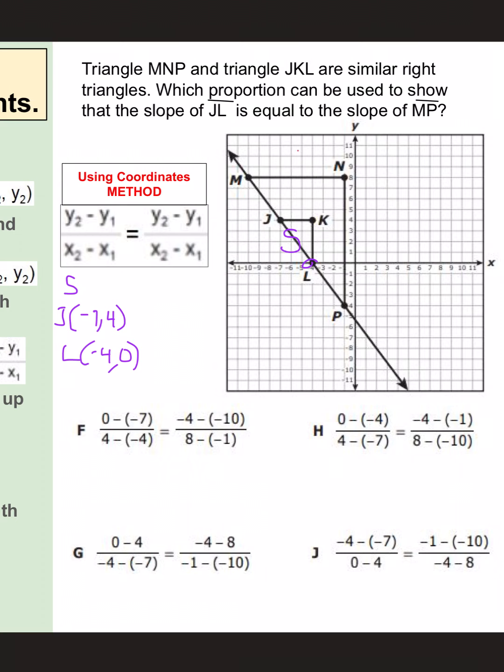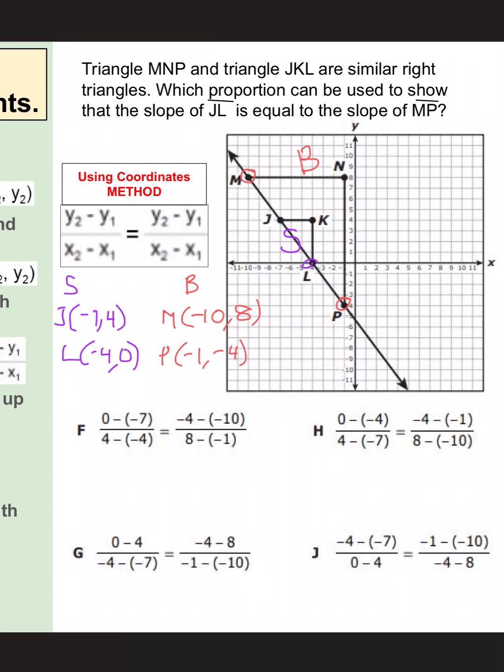Now I'm going to do the big. Okay, so on the big triangle, I need to list out my coordinates for M and P, because those are on the big picture. I've got M, which is at -10 and 8. Then I have P, which is at -1, -4.